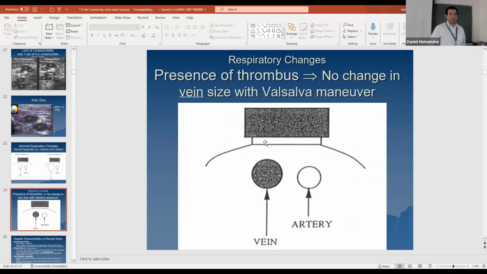And then if the vein is truly thrombosed, there will be no change in diameter because it's clotted. So the Valsalva maneuver isn't going to affect anything. That vessel is thrombosed, so it's not going to change in size with respiratory change. There will be no respiratory changes once it's thrombosed.